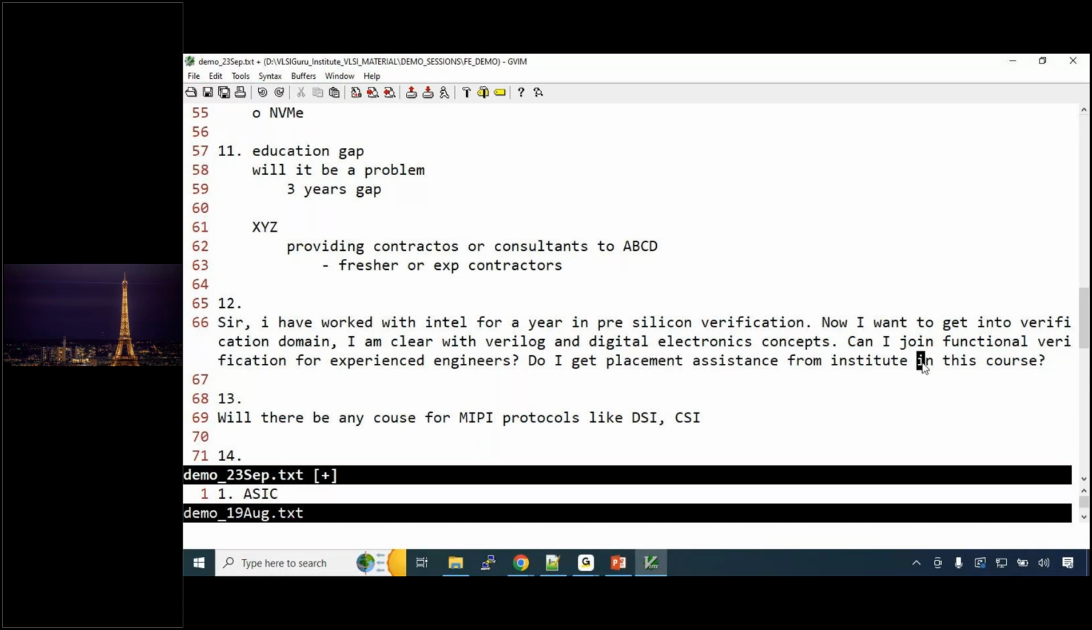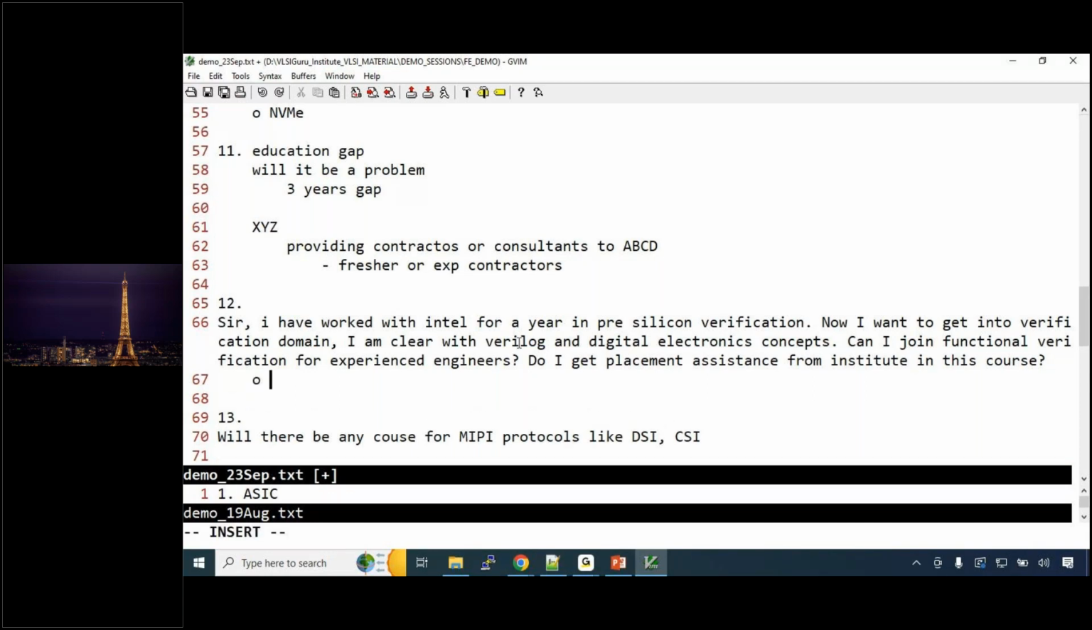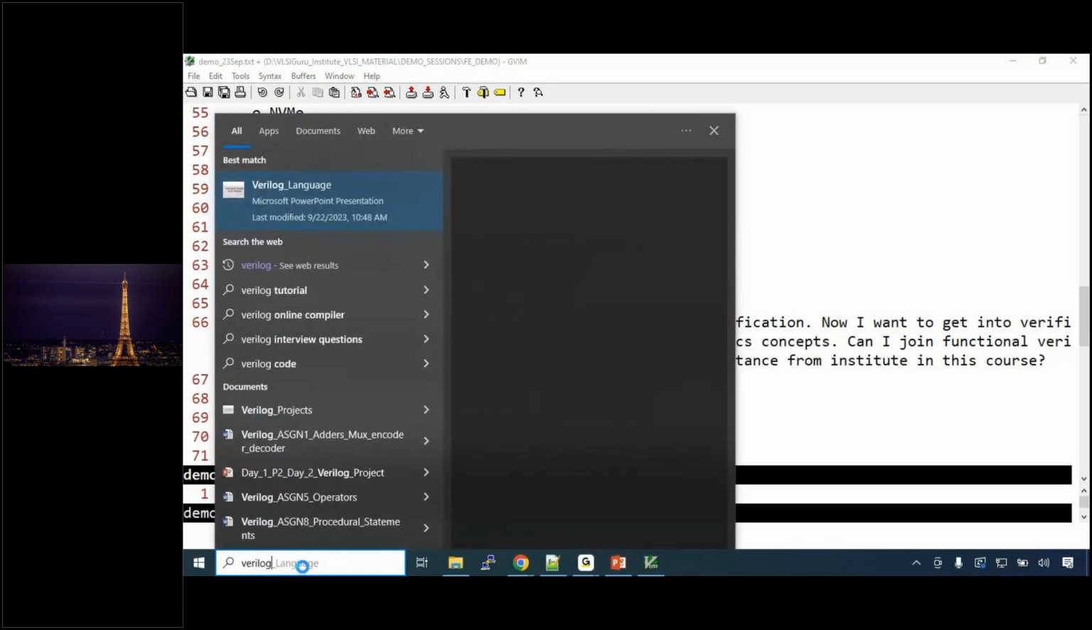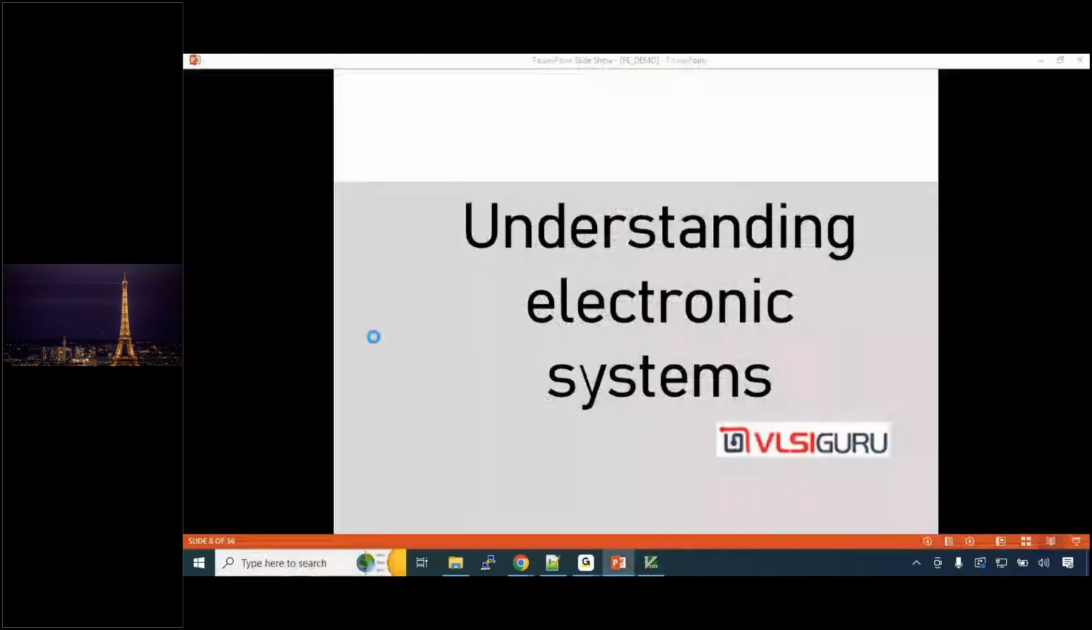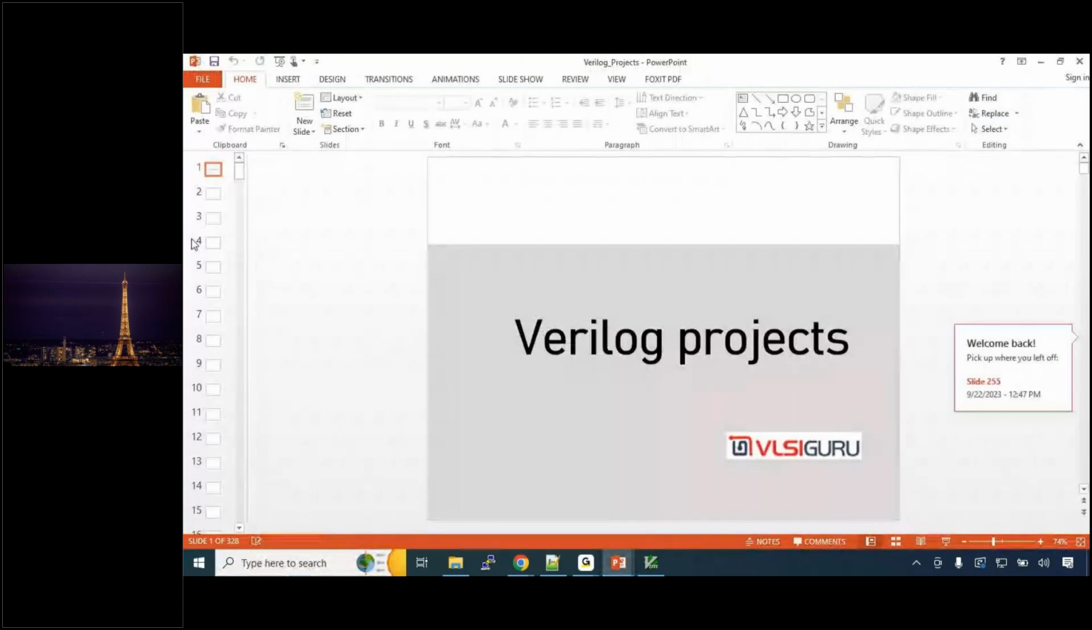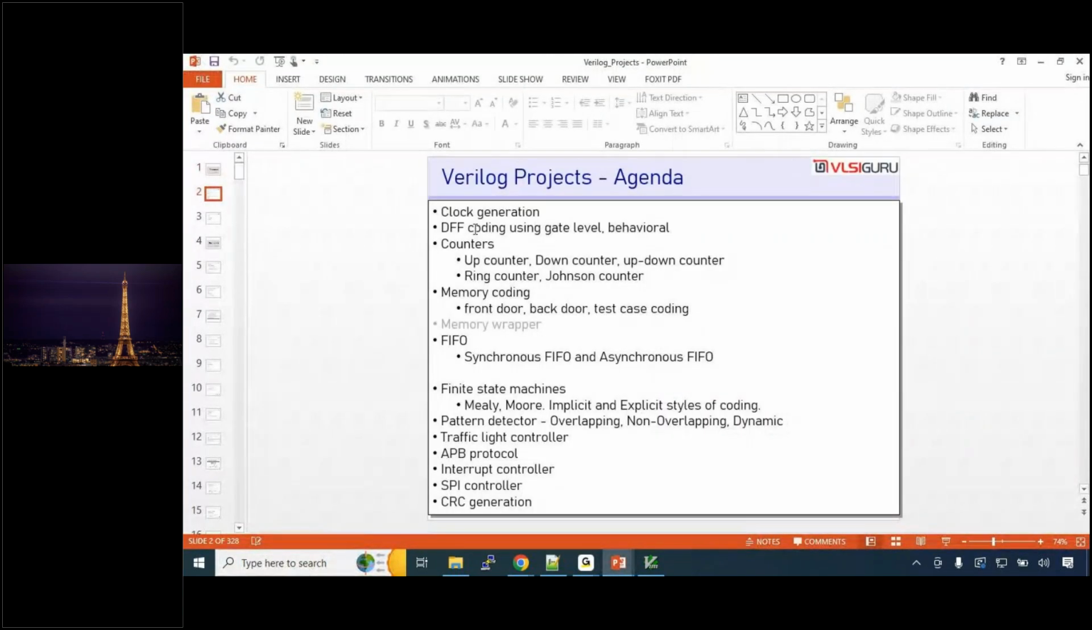So my suggestion would be, you have done Verilog and digital electronics, you can do only Verilog projects. Plus you can do the DV experience course. Why I am telling you to do Verilog projects is, if I take Verilog projects, it covers a lot of important things project wise.